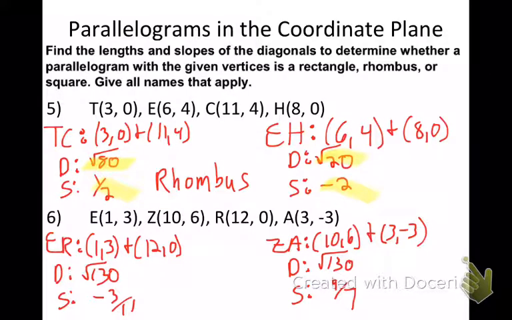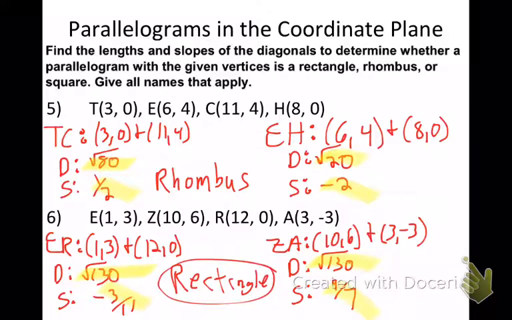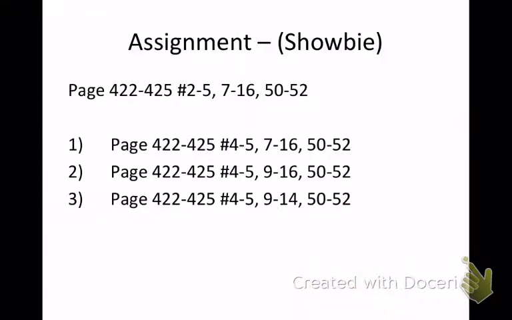So Jake, are my distances the same? Yeah. So that means it's a rectangle. Are my slopes opposite reciprocals? No, so that means it's just a rectangle. Nice job. There's your answers. And here's your assignment.